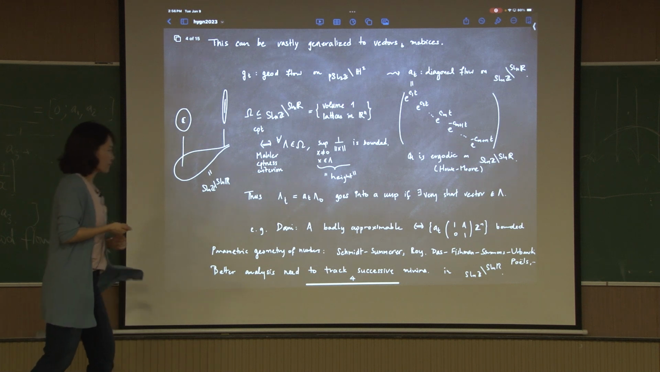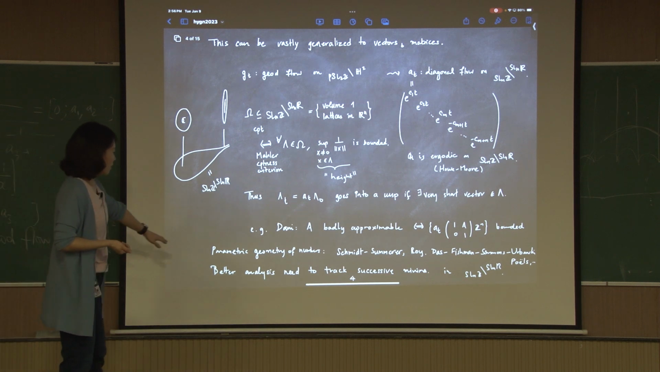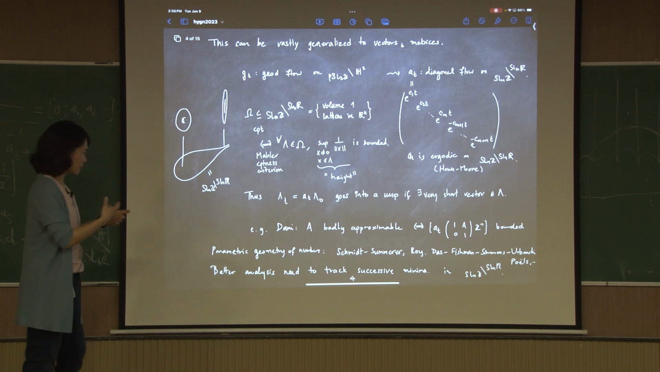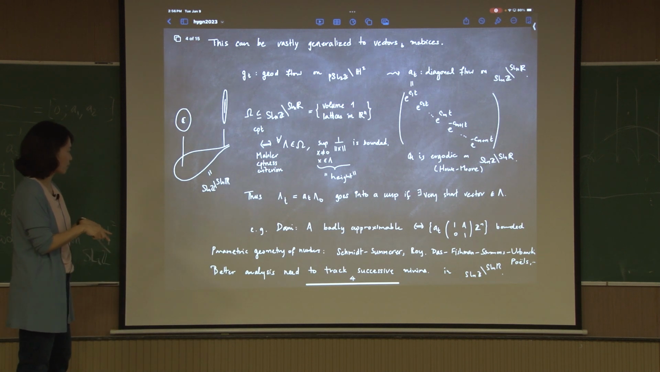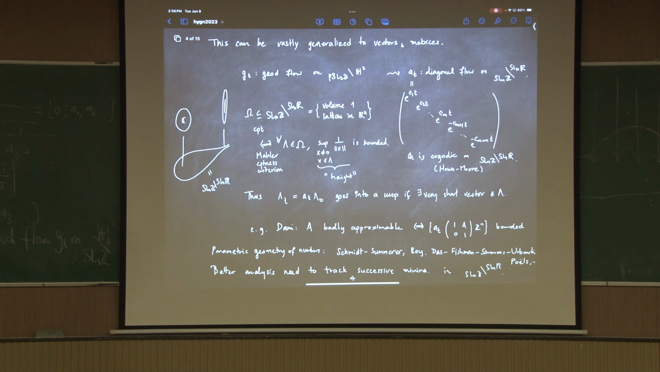So parametric geometry of numbers by Schmidt, Zamora, Roy, Das, Fishman, Simmons, Rubansky, and others, Poels, etc. Many people. They keep track of the length of the shortest vector, the second shortest vector, etc. So successive minima of the lattices. That's more or less what I wanted to say about Diophantine approximation and homogeneous dynamics.